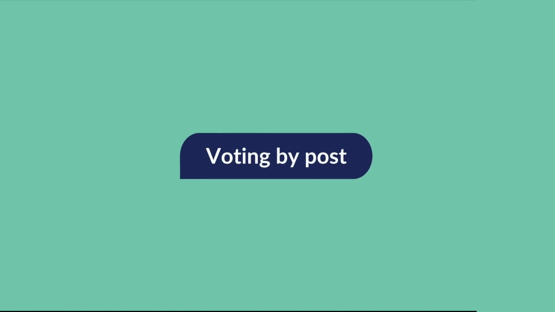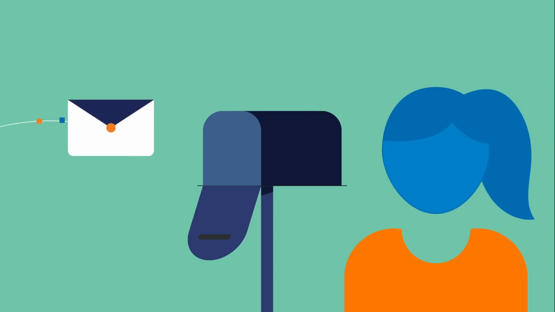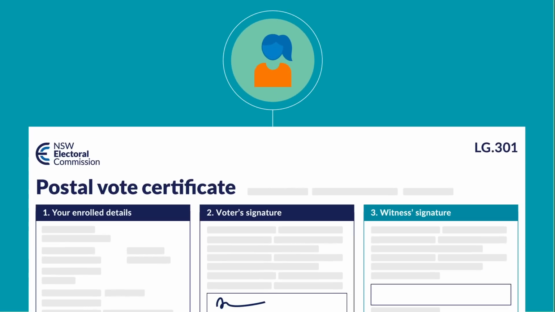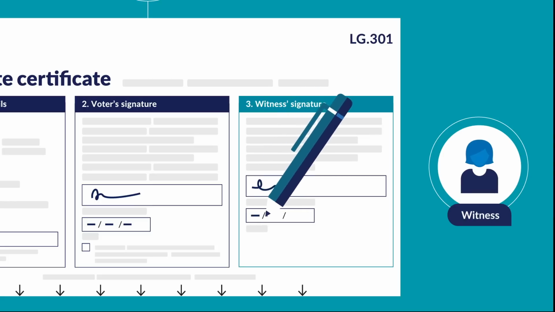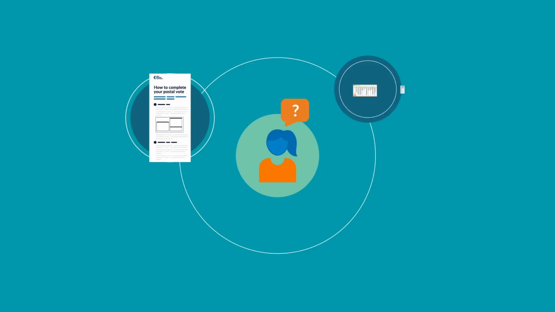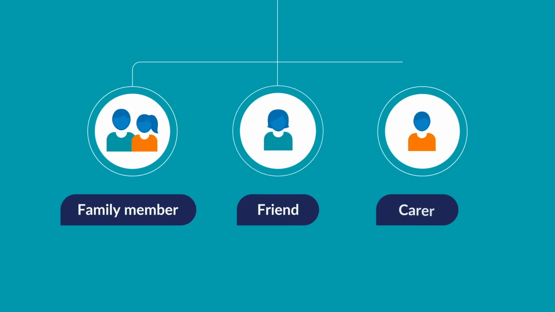Voting by post. If you apply for a postal vote or you are registered as a postal voter for every election, you will receive your ballot papers in the mail. You will also have other information to complete, such as a postal vote certificate. A witness needs to sign and date the postal vote certificate in the spaces provided. If you need help to understand the postal vote instructions and to complete your ballot papers and postal vote certificate, you can ask a family member, friend, or carer to help you.